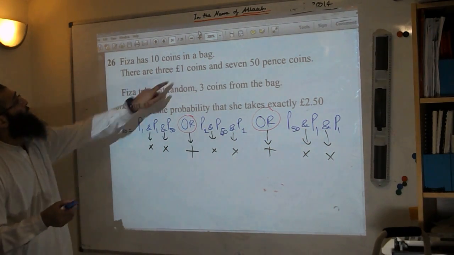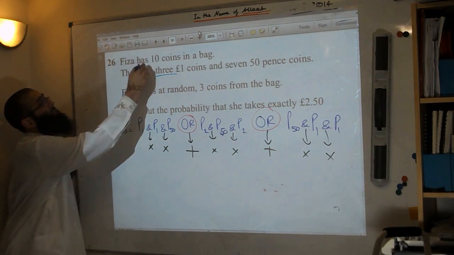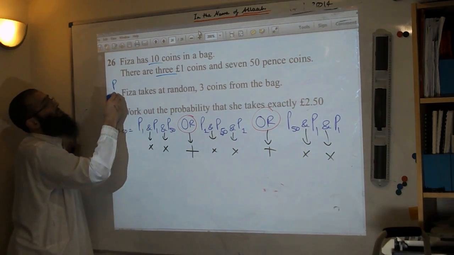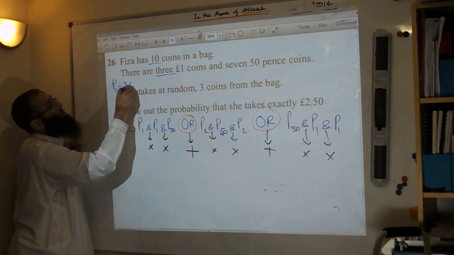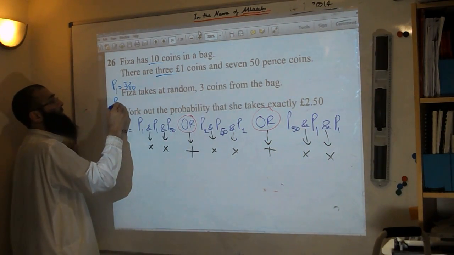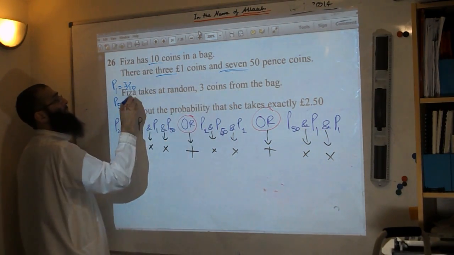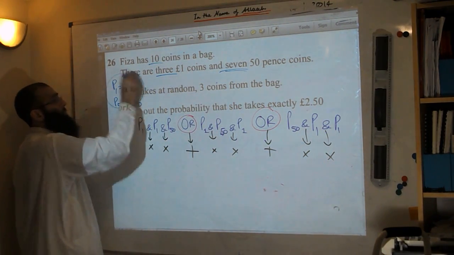Right, what's the probability of the first one? How many £1 coins do we have? 3 out of 10. So the probability of getting a £1 is 3 out of 10. What's the probability of getting a 50p coin? It's going to be 7 out of 10. That's what we're going to be working with now.